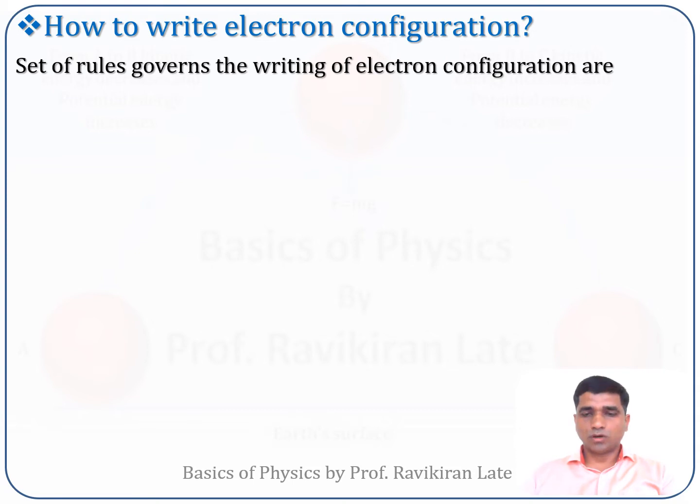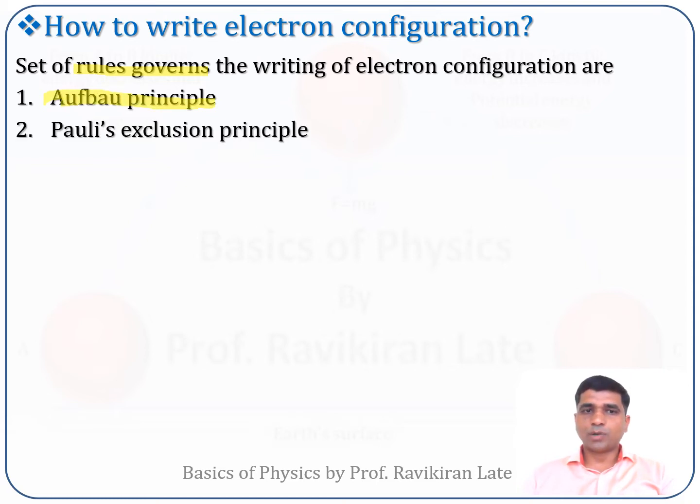In these orbitals, electrons are arranged with the help of certain rules, and those rules we'll be discussing now. What are these rules? The first rule is called the Aufbau principle. The second rule is called the Pauli's exclusion principle, and the third rule is called the Hund's rule. So these are the 3 different rules which govern how electrons will be arranged in a given atom. So let us start by discussing each rule separately.